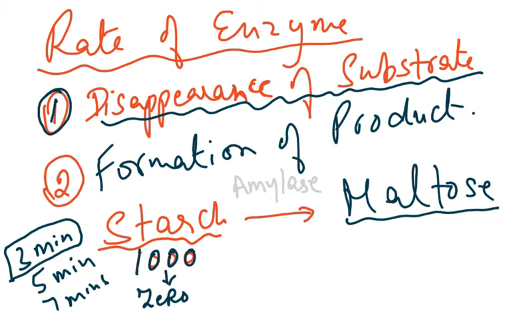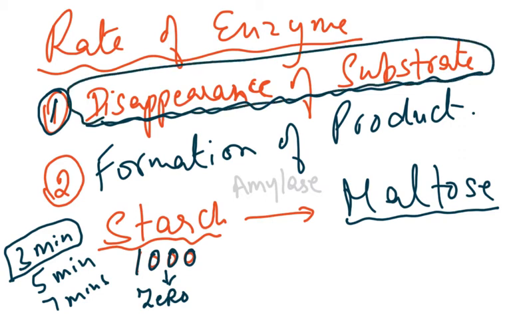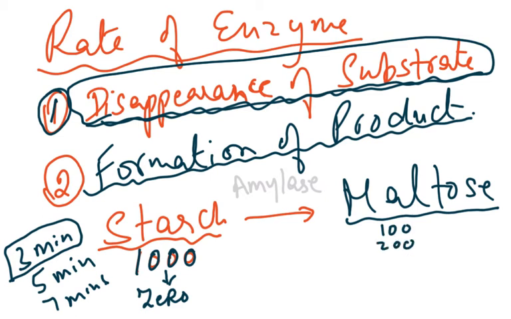So how do we study the rate of enzyme action? How long did it take for the disappearance of the substrate? This is one way that we study the rate of enzyme action. The second way is how fast is the formation of the product. Say in the beginning, maltose was 100. We somehow measured that. Then it was 200, then 500, then 1,000, and then it remained 1,000.